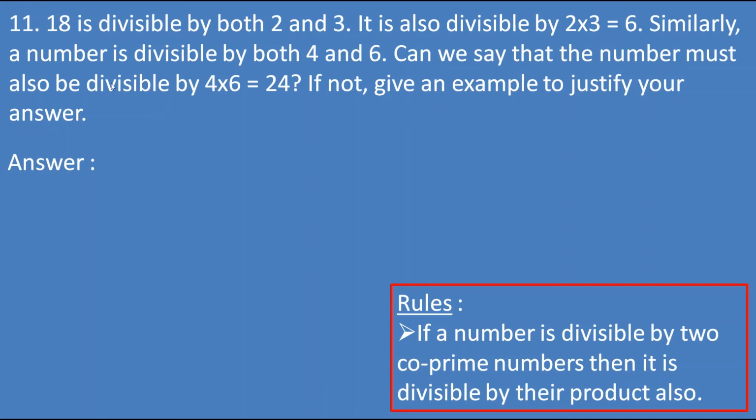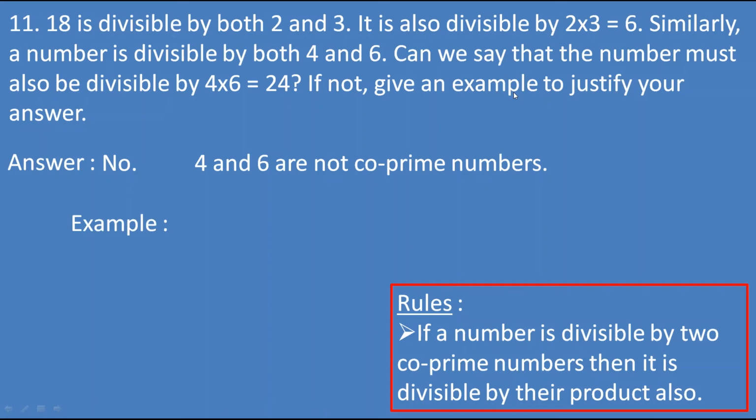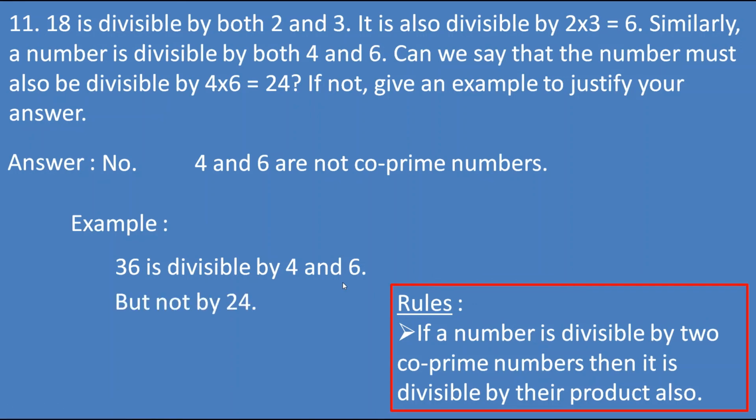But here, the numbers 4 and 6 are not co-prime numbers. Therefore, that number won't necessarily get divided by the product of 4 and 6. Therefore, the answer for this question is no. They have told us to justify our answer with the help of an example. Let's take the example: here I am taking the number 36, which is divisible by both 4 and 6. Right, but it is not divisible by 24, which is the product of 4 and 6. Therefore, the statement is false.